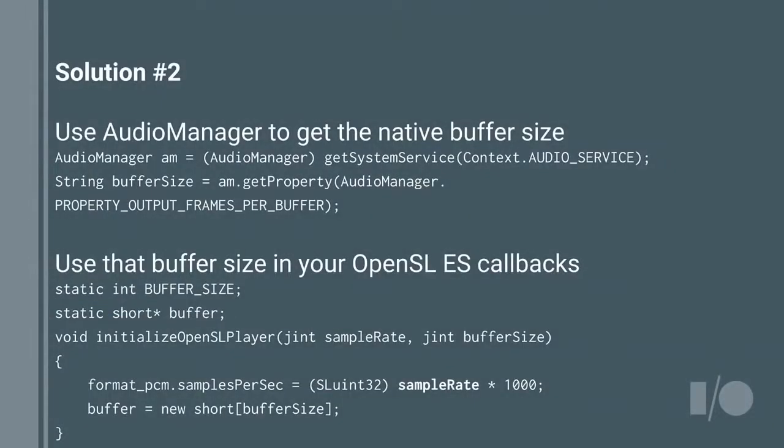So what's the solution? What we want to do is go back and ask Audio Manager, what is the best buffer size we should be using? What's the optimal one? And the device will tell us. And then if you use that buffer size in your OpenSL ES callbacks like this, you're going to get the fast mixer, and you're going to get the best audio playback in your apps.